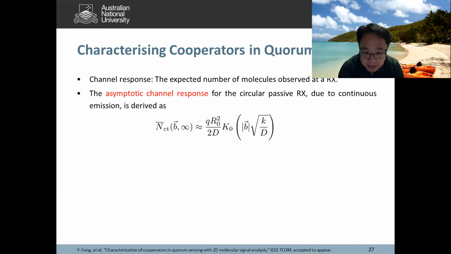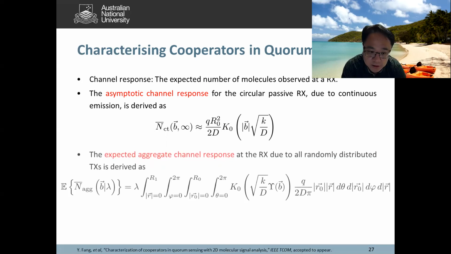We just show that in this work, we can see the channel response in this system, in which we derive the expected number of molecules observed at a receiver. And for this case, the asymptotic channel response for the considered circular passive receiver due to the continuous emission is given by these results. Again, I do not provide the detailed analysis here, and each of these symbols has a specific meaning. Please refer to our paper for this work.